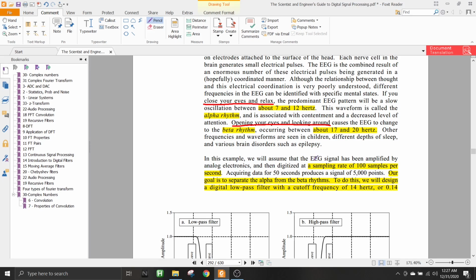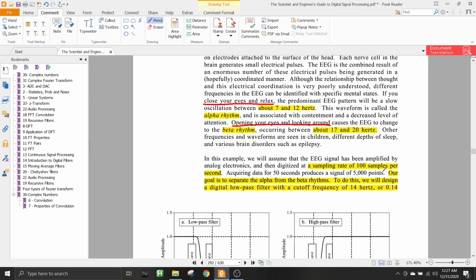In this case, the EEG signal would be amplified by analog electronics. The reason for amplification is that sometimes some of the small things may not be visible if you do not amplify, or even the important data may not be visible if it is not amplified. So for that reason, it is amplified to a particular scale, and then it is sampled at an arbitrary rate. In this case, for simplicity, they are sampling it at a rate of 100 samples per second.